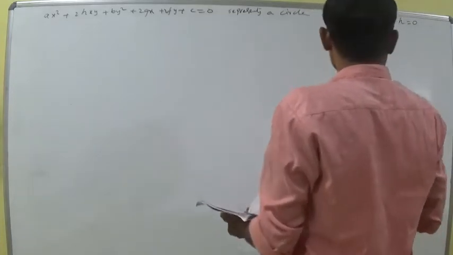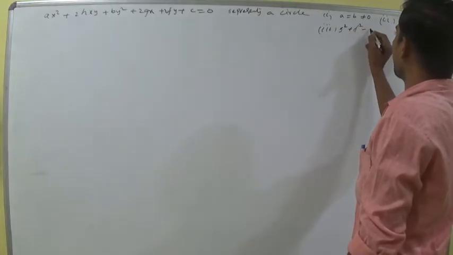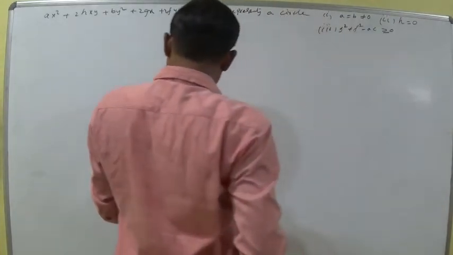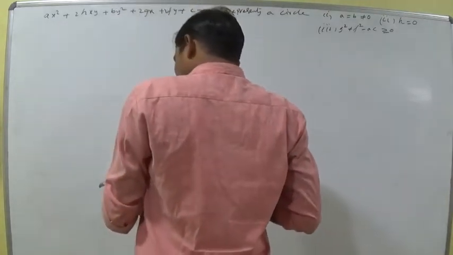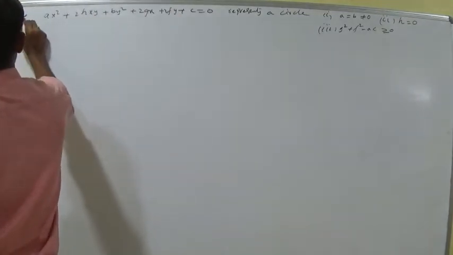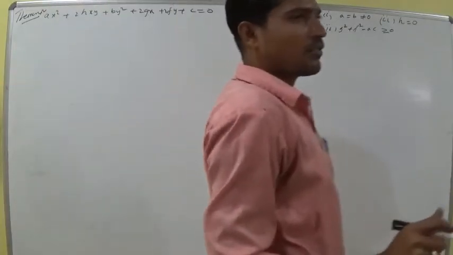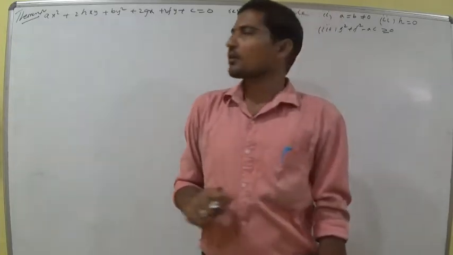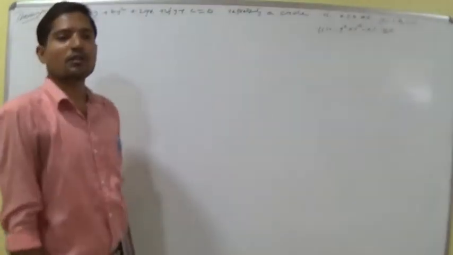and the third case is g² + f² - ac ≥ 0. This is also a theorem, so the conditions we are going to find here: the general equation represents a circle when a = b ≠ 0 and h = 0 and g² + f² - ac ≥ 0.